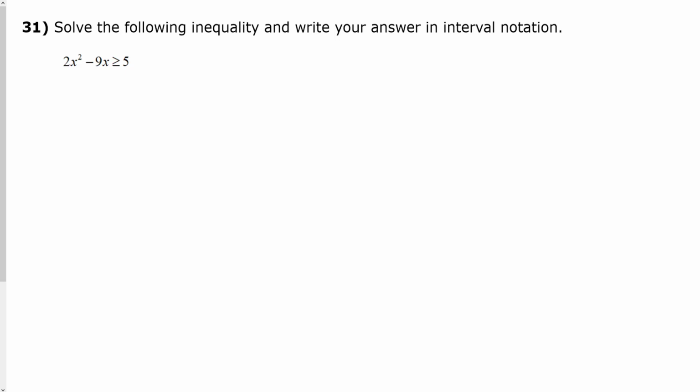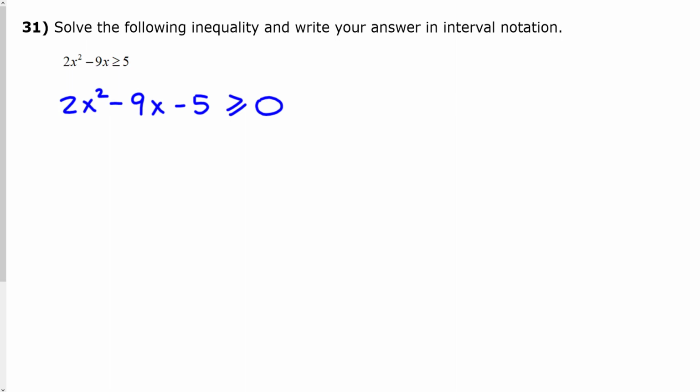Solve the following inequality and write your answer in interval notation. So it's a quadratic, which means I'm going to need to bring everything to one side of the equation and factor.